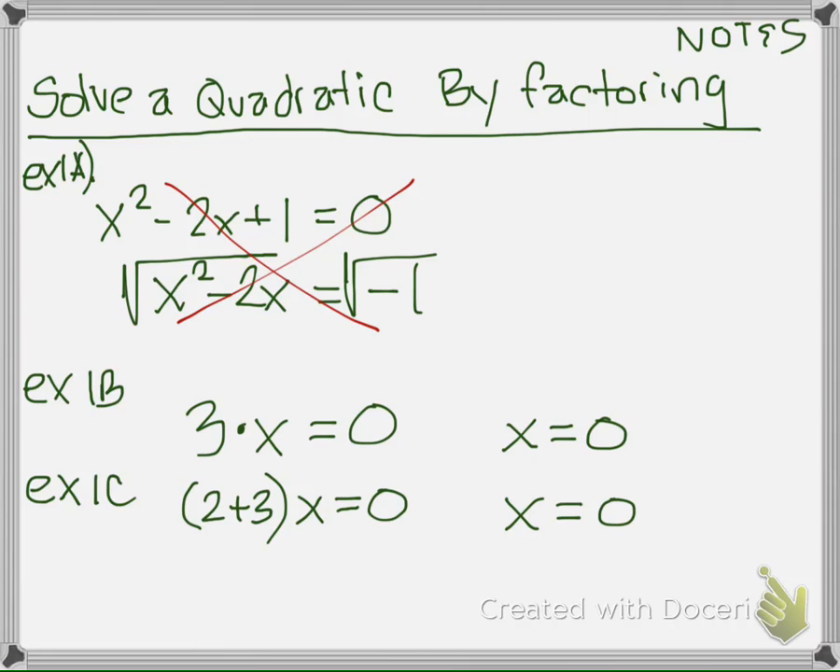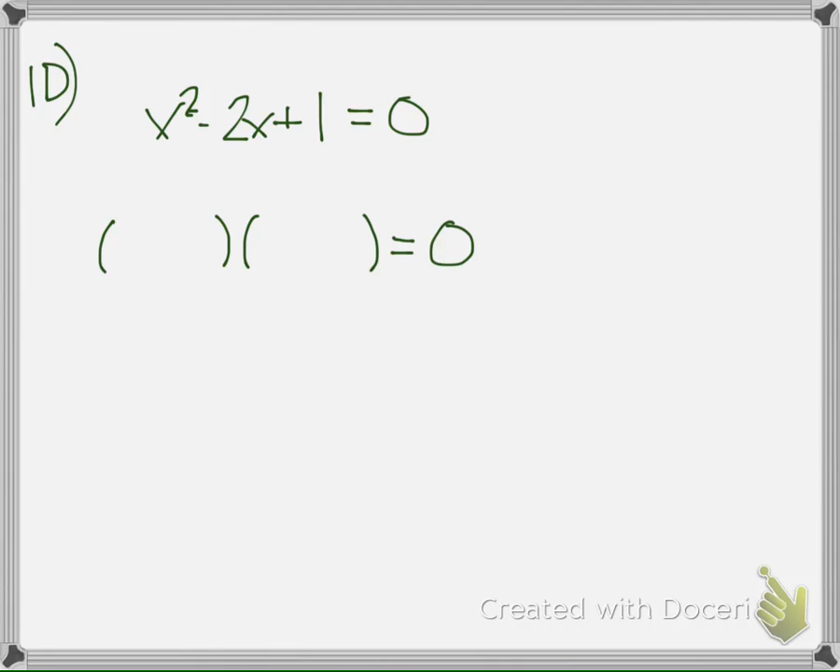Alright. Now, moving along, let's go right back to our x squared minus 2x plus 1. So go ahead and write that down again for example 1d. x squared minus 2x plus 1. I'm going to go and finish this off. I said all of that equals 0. What we can do is we can take that and we can factor it. So we have something times something equals 0.